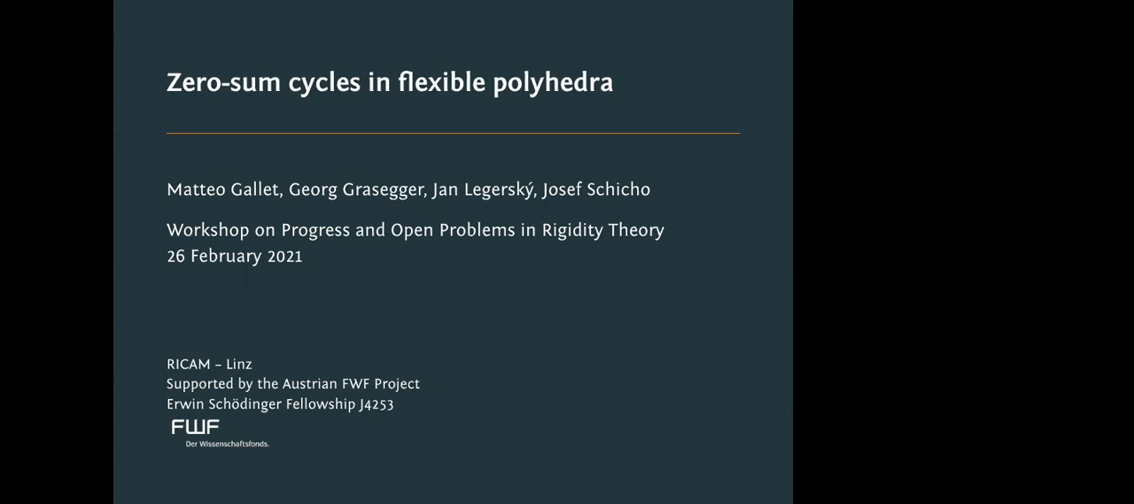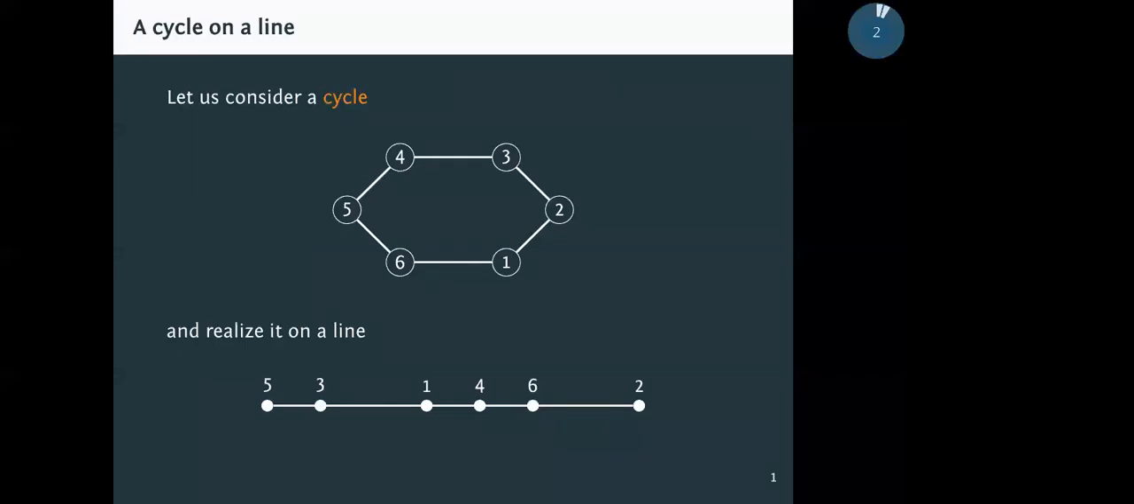So I would like to tell you about a recent result with Georg Grasegger, Jan Legerský, and Josef Schicho, which is about, as Luis told us, zero-sum cycles in flexible polyhedra. So I would like to start by considering a very easy situation, I'd say.